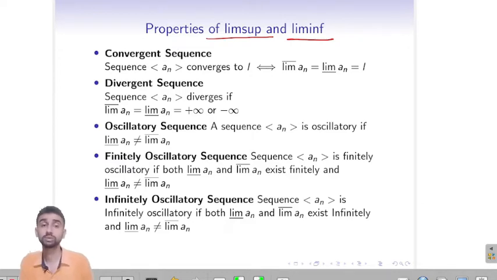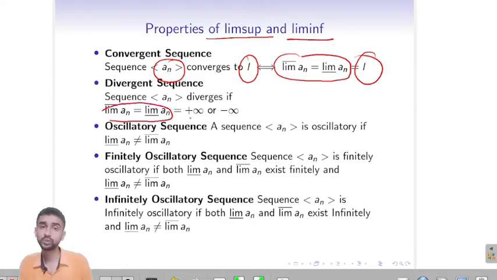Now with the help of LimSup and LimInf, we can also know the convergence of a sequence. If you have a sequence, it will converge to the limit L if and only if its LimSup and LimInf are equal and they are also equal to the same limit. Now if the LimSup and LimInf are equal to positive infinity or negative infinity, then I will say that the sequence is a divergent sequence. If the LimSup and LimInf are not equal to each other, I will say that the sequence is oscillatory.